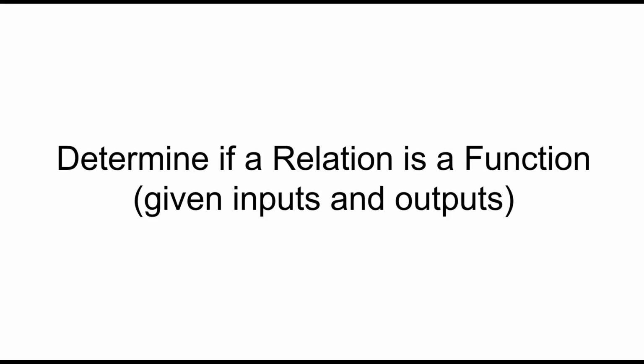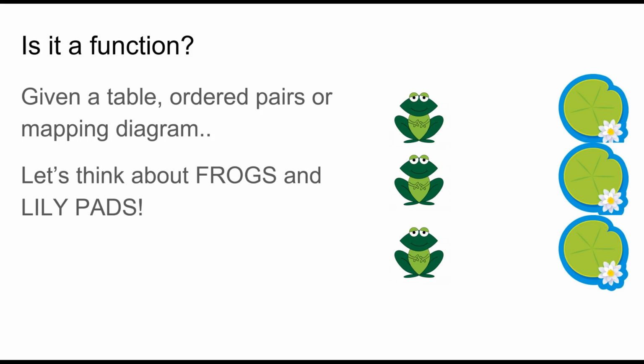Okay, now we're going to determine if a relation is a function given inputs and outputs. And the way that I like to think about it is a little bit strange. So to determine if something is a function, given a table, ordered pairs, or mapping diagram, I like to think about frogs and lily pads. And the frogs are our x's, and they're jumping to our lily pads, or our y's.